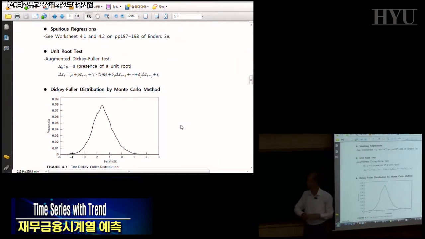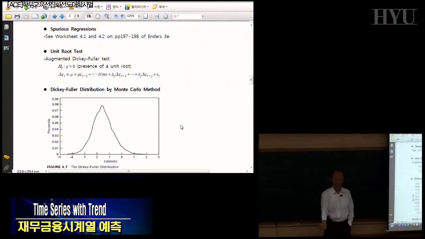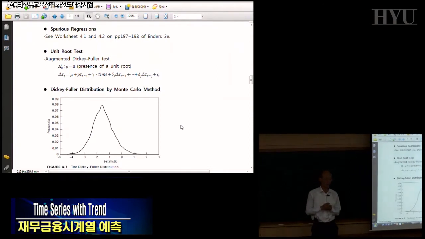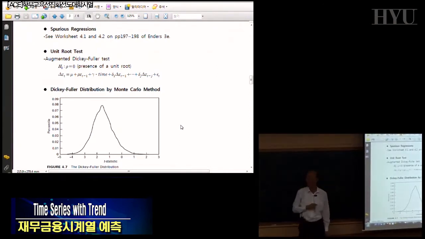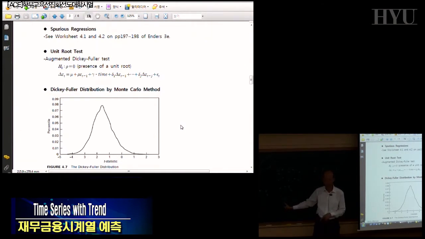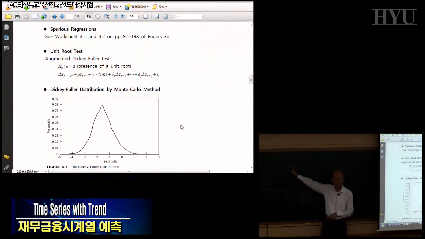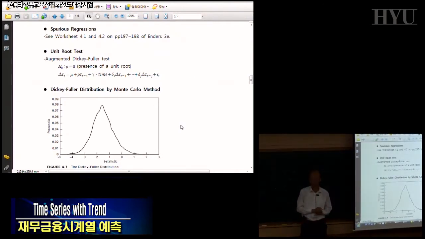So if you actually generate one random walk series from this computer and another random walk series from my notebook in my office, these two are totally unrelated random walk series, right? Random walk, I(1) class, right? But if you run a regression of this on that, I bet the slope is going to be significant. Why?